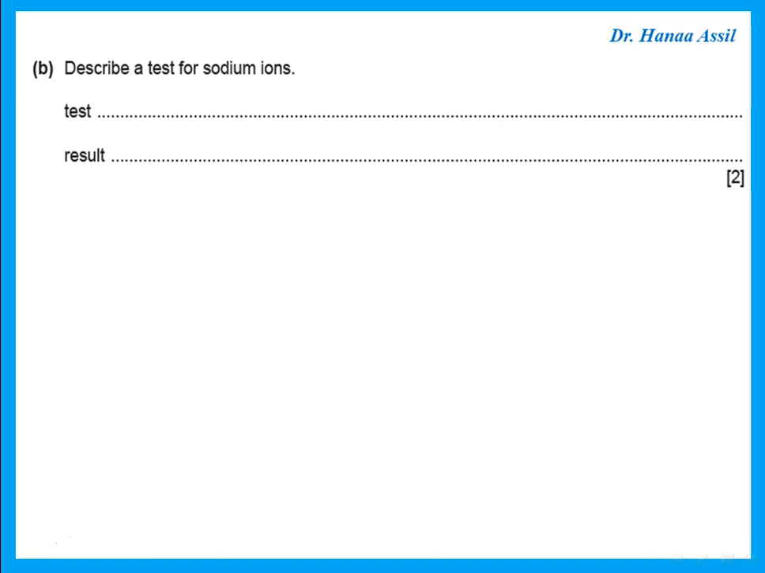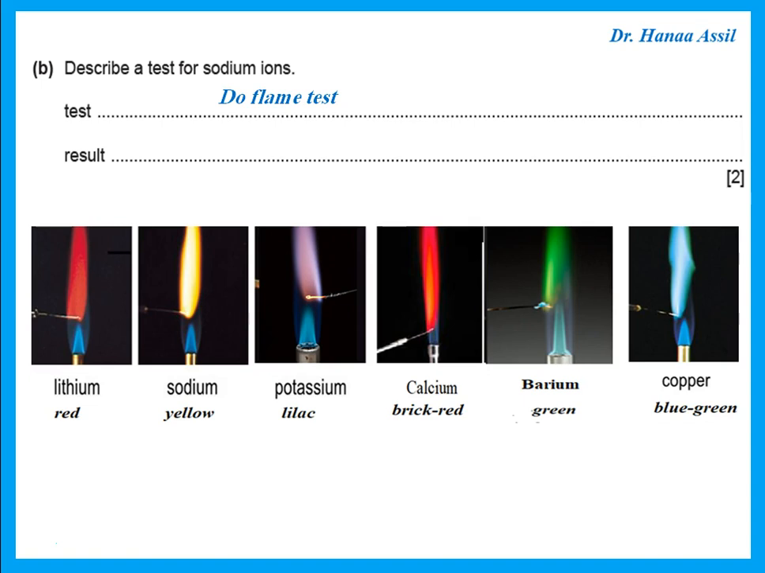Describe a test for sodium ions. What is the test that we have for sodium ions? The test that we have for sodium ions is flame tests. Do you remember the flame tests? You're required to know the colors for all of these. And remember that barium is a new addition to the syllabus for 2023. So you should know these colors. Now, which one is sodium? You should realize that sodium gives a yellow flame. And please learn these colors.